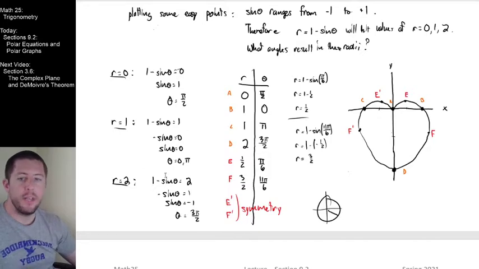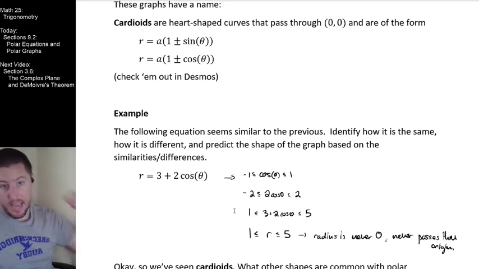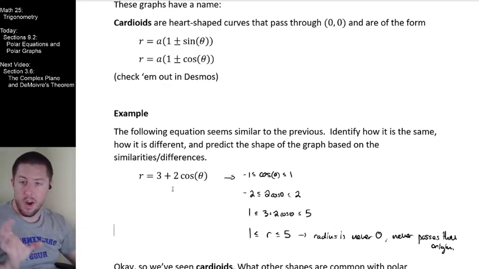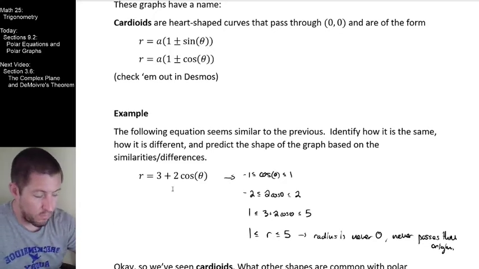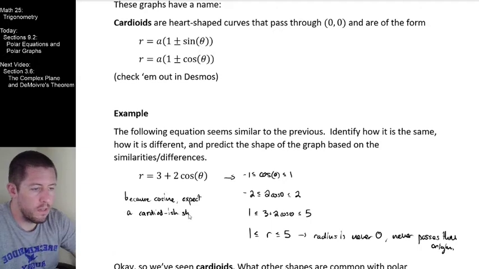Actually graphing them is always going to take a whole bunch of work, but maybe we can get by with a little bit less by saying things like, I expect this graph to be like a cardioid, but I expect it to be laying on its side. And I also want to say here, because cosine, I expect a cardioid-ish shape laying on its side, not passing through 0, 0.